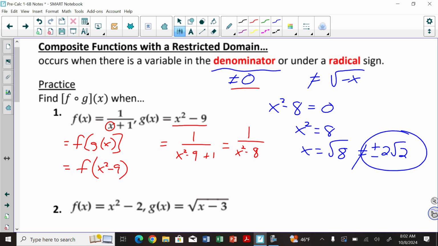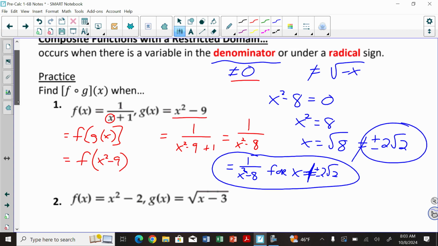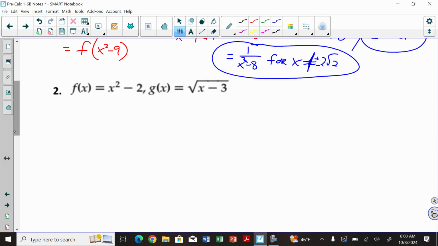So how we would write this would be 1 over x squared minus 8 for x not equal to plus or minus 2 times the square root of 2. Not equal to. Okay, that would be your final answer, because we have to have that restricted domain. We can't have x be equal to plus or minus 2 times the square root of 2, because that would give us 0 in the denominator. Okay, all right, so let's do another one with a radical.